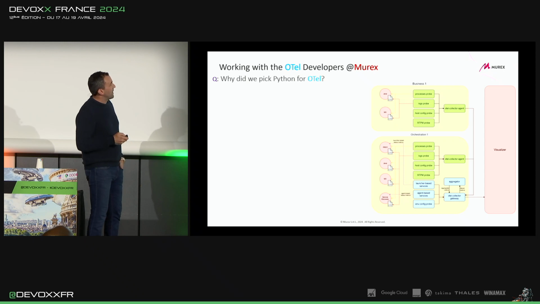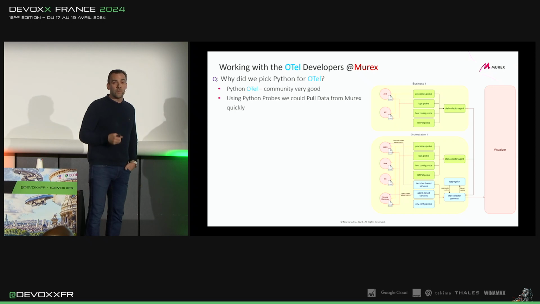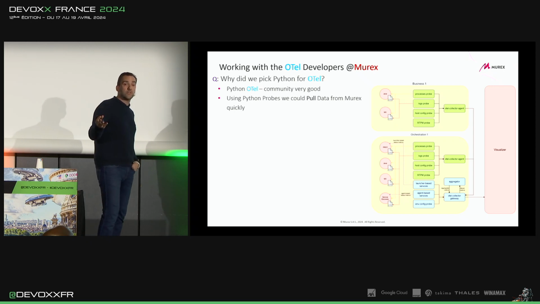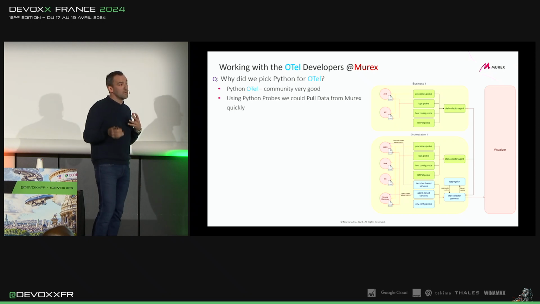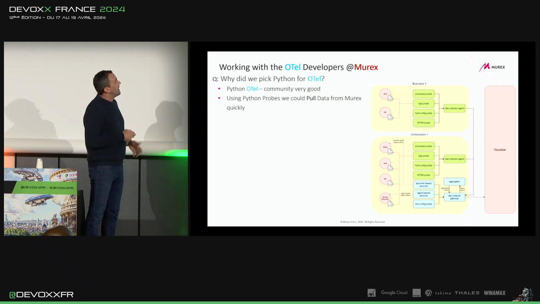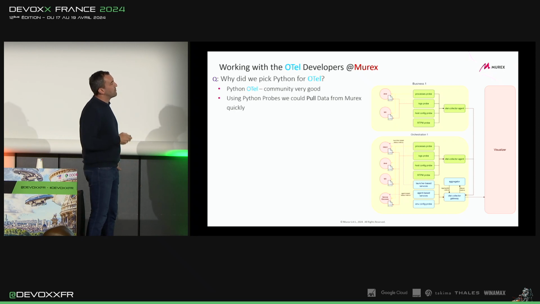Now, why did we pick Python for OTel? The community was very good at the time. So we had a Python developer, he would ask questions, he got back beautiful answers, and in general, he thought the community was good. And it was quick to do it for a POC. That's most important. We said we could get it done within 2 sprints, etc. Like, how do we get this out the door to prove the data is good?